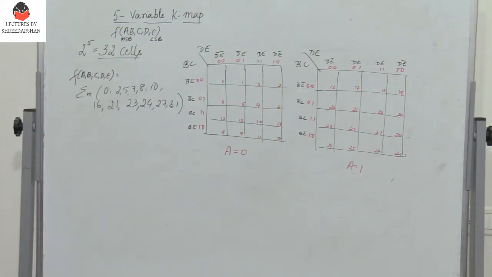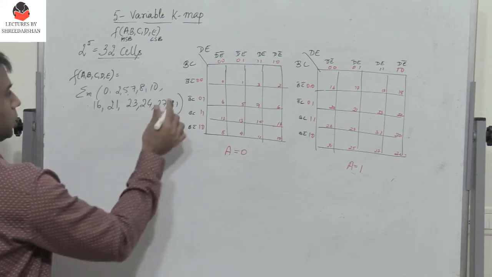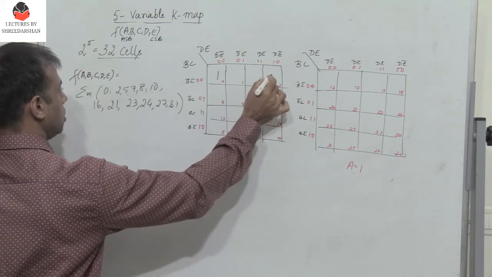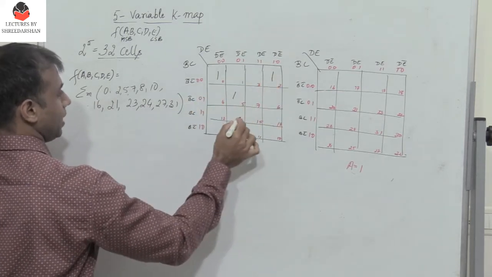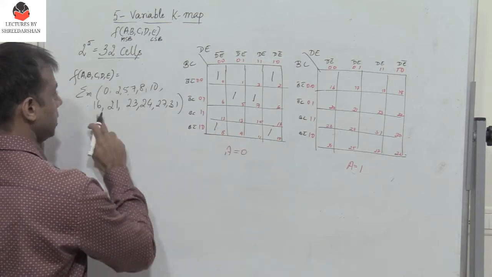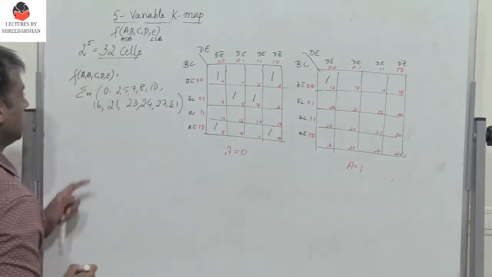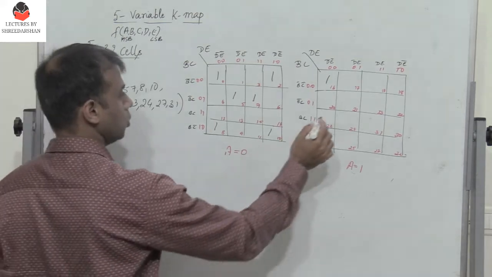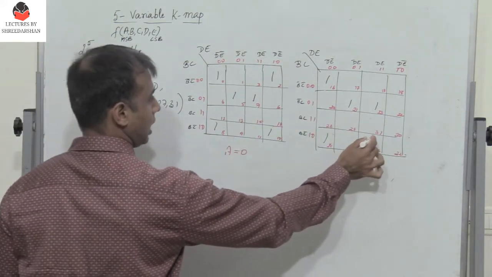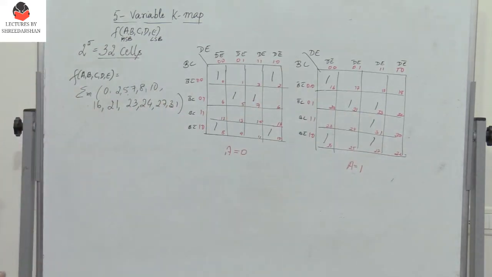So I need to simplify this, so let me put a 1 here. So I have a 1 for the cell with weight 0, for 2, for 5, 7, then I have for 8, 10, then 16 is here, 21, 23, 24, and 27 and 31. Okay, so these are the positions here.